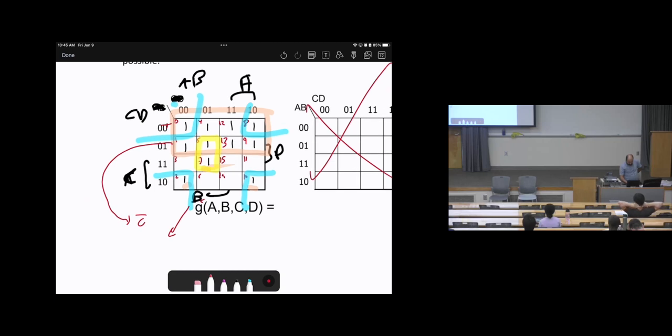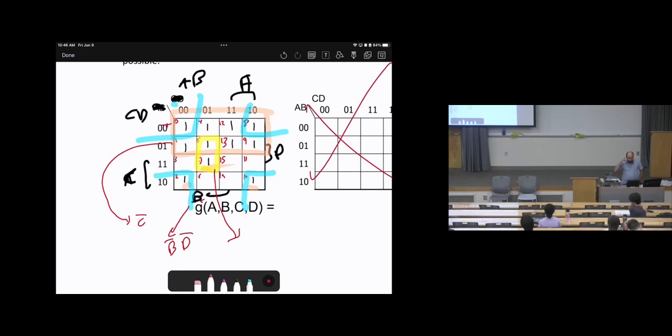Let's look at B, it will be in the B bar zone. Look at C, it will be sometimes C, sometimes C bar, so C is not present. Look at D, it will be in the D bar loop. So B bar, D bar. What else? The last one.